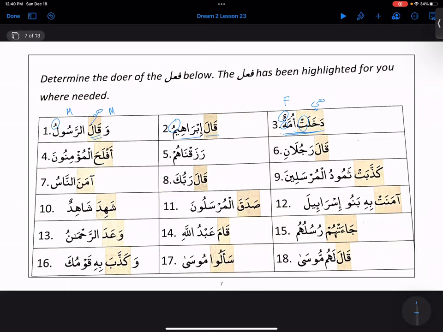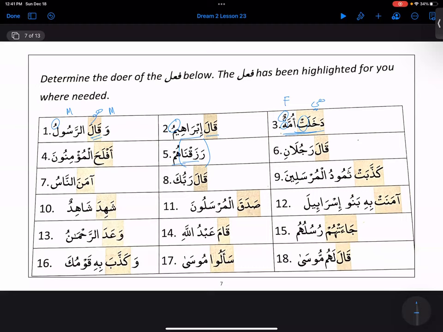Ameen. Okay, number 5. Razaqnahum. He provides for them. He provides us. Whom? It is whom? All of them. When we have a fail and an attached pronoun, first we need to try to just divorce them. So you look at the fail first, and then you look at the attached pronoun. If you try to look at them at once, then it's going to be tough for you guys.